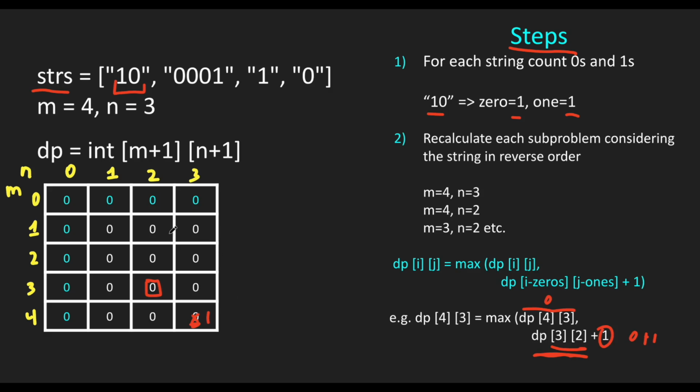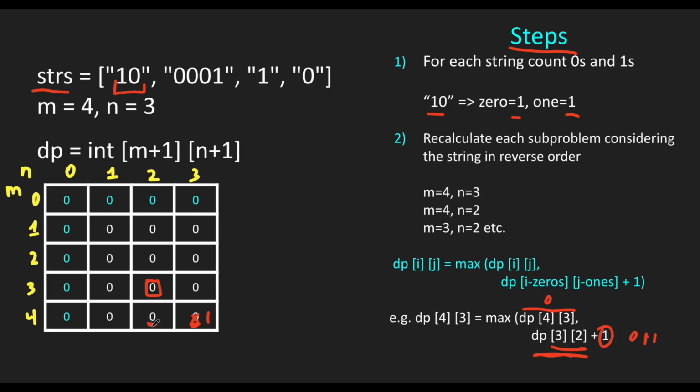We are going to do exactly the same again. We are going to solve every subproblem. So we solved for 4 and 3, and now we are solving when m is equal to 4 and n is equal to 2. So we are solving now for this one. Again, we are checking what the max value is here.